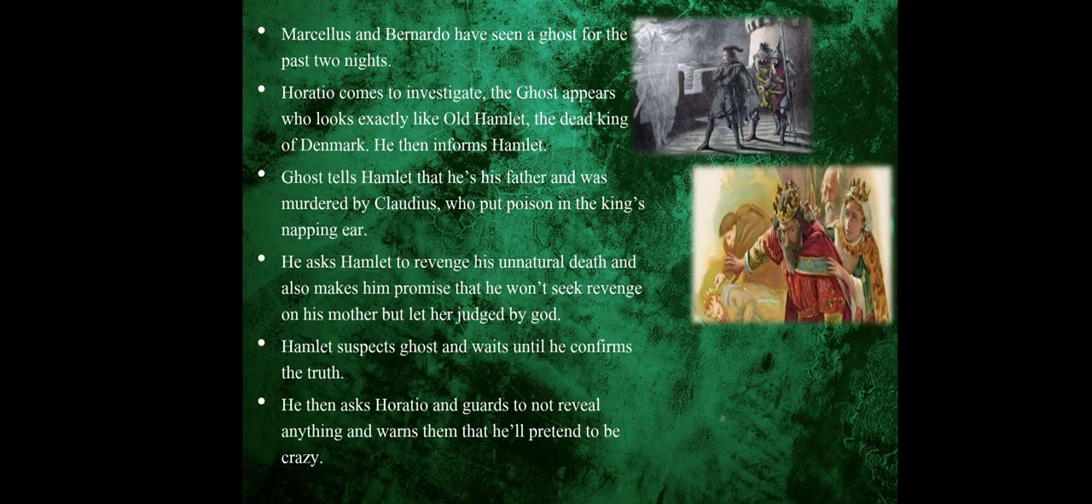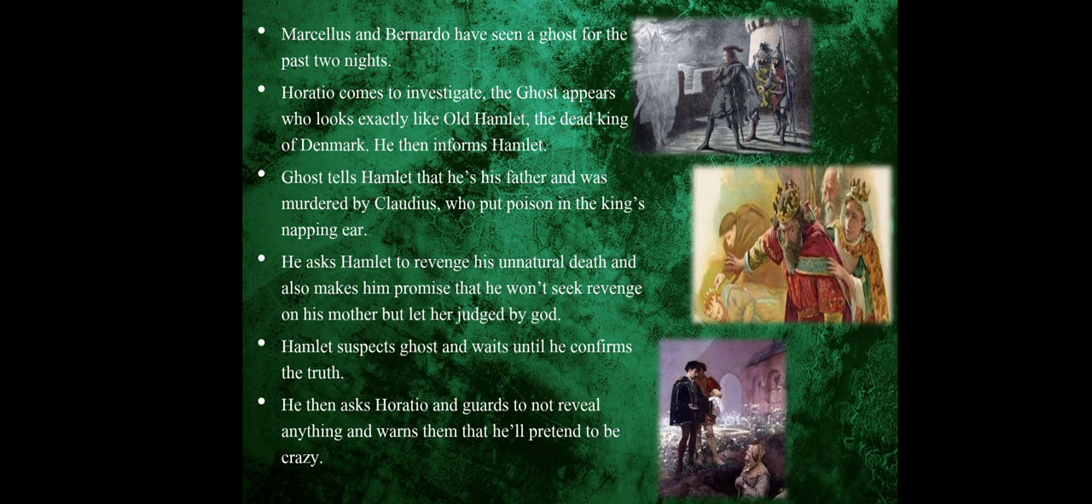The ghost appeared in front of the courtiers. They ran to Horatio. He was a suspicious man. He did not believe them and went to see the ghost on his own. He now believed that this is the real ghost of the King of Denmark. Horatio, along with the guards, told Hamlet about the ghost.